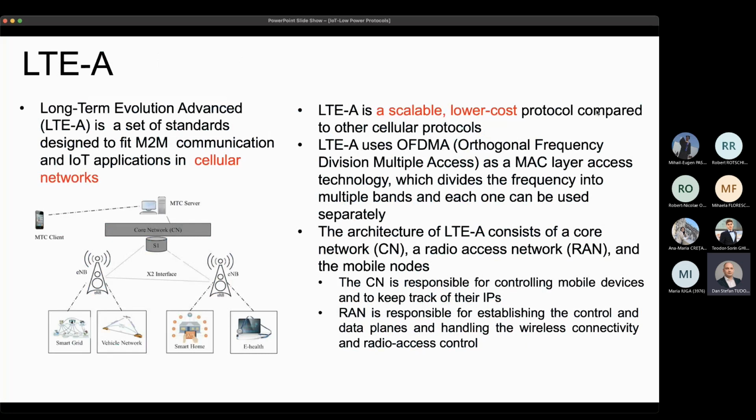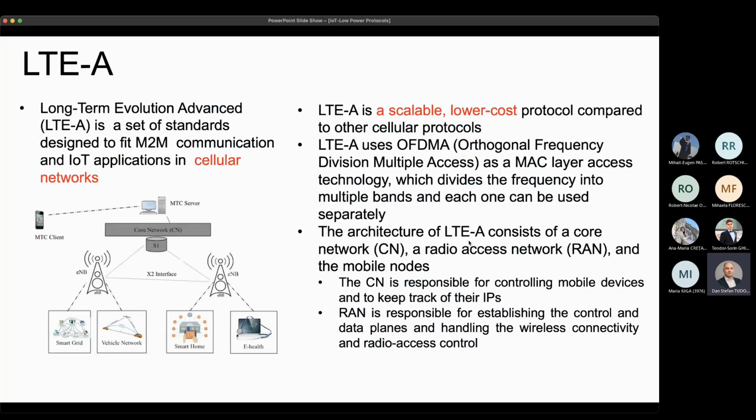LTE is another protocol. Long-term evolution advanced, LTE-A, is a set of standards designed for end-to-end communication and IoT applications in cellular networks. So these run over the existing cellular interface and infrastructure. It's scalable, it's low cost. It uses a special modulation scheme, OFDMA, and a special MAC layer access technology, dividing the frequency into multiple bands. Each one can be used separately for communication.